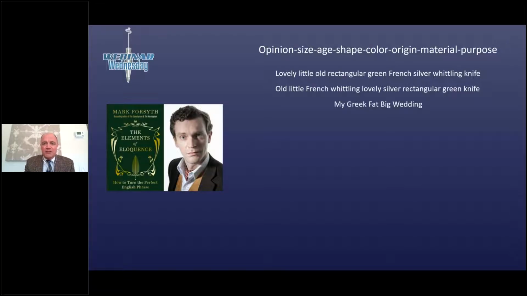It's why we can't say my Greek fat big wedding, or my walking leather brown boots, or green little men. It doesn't make any sense. So that is the order in which we place adjectives in front of a noun without even realizing we're doing it. How about what is IAO? Anybody know what IAO is?